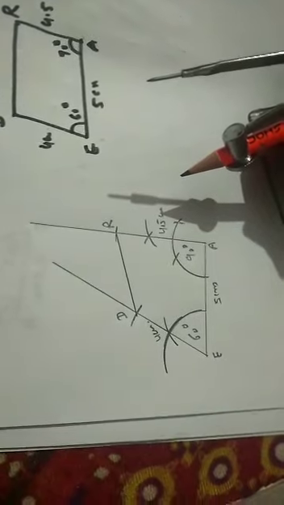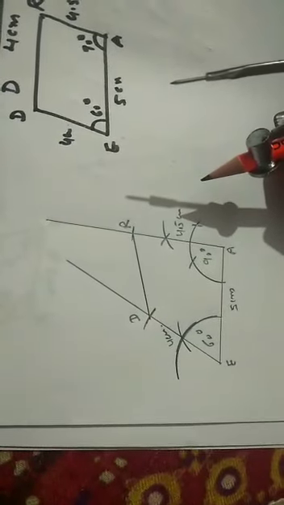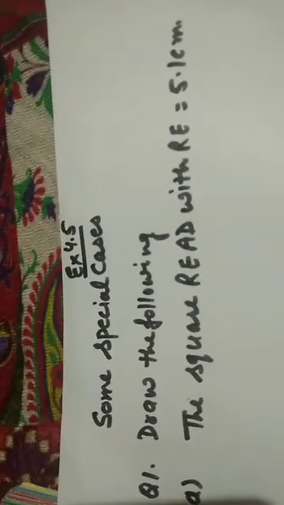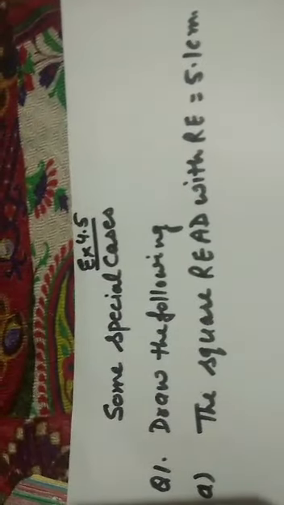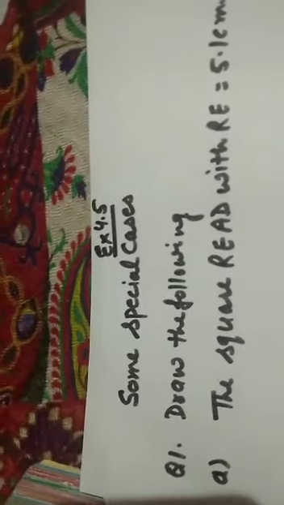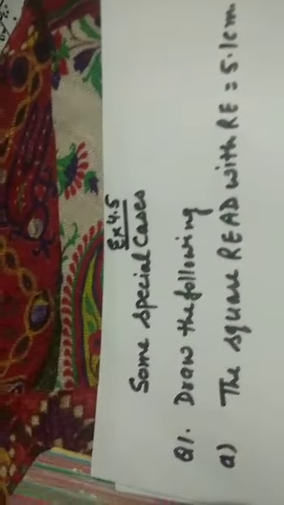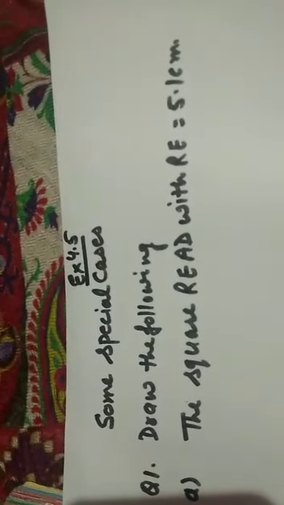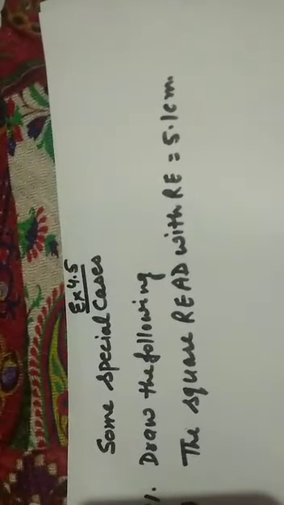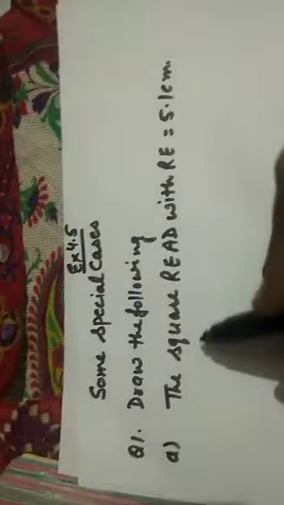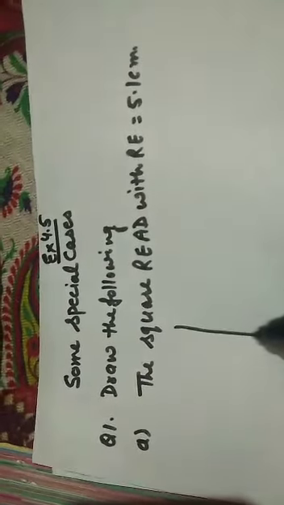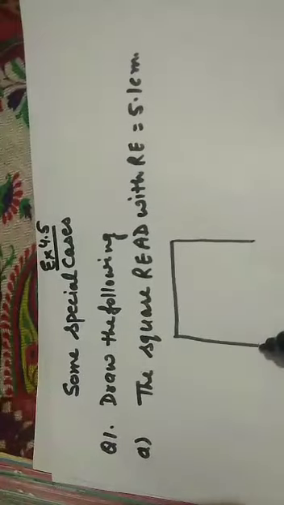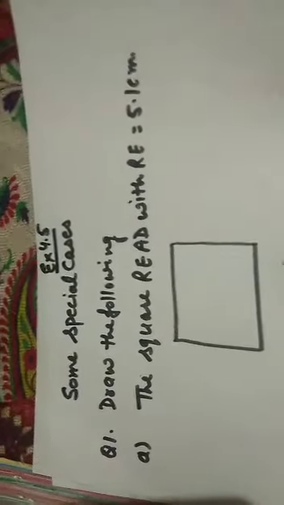So the second question of this exercise, you can do it yourself. Now our next exercise is exercise 4.5, some special cases. Draw the following. The first is draw a square READ where RE is 5.1 centimeter. Now we'll draw a rough figure. These questions you have to do yourself. I'll explain only rough figures, how to construct it.